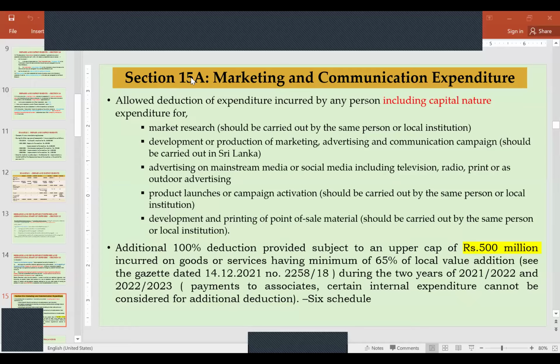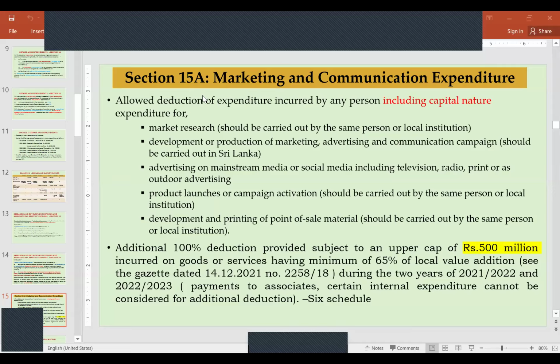Section 15A is for marketing and communication expenditure. This started from the 2021 year of assessment. If we are incurring some expenditure for marketing and communication, without considering whether that is capital nature expenditure or not, we can deduct the total amount. That is why we have this provision.